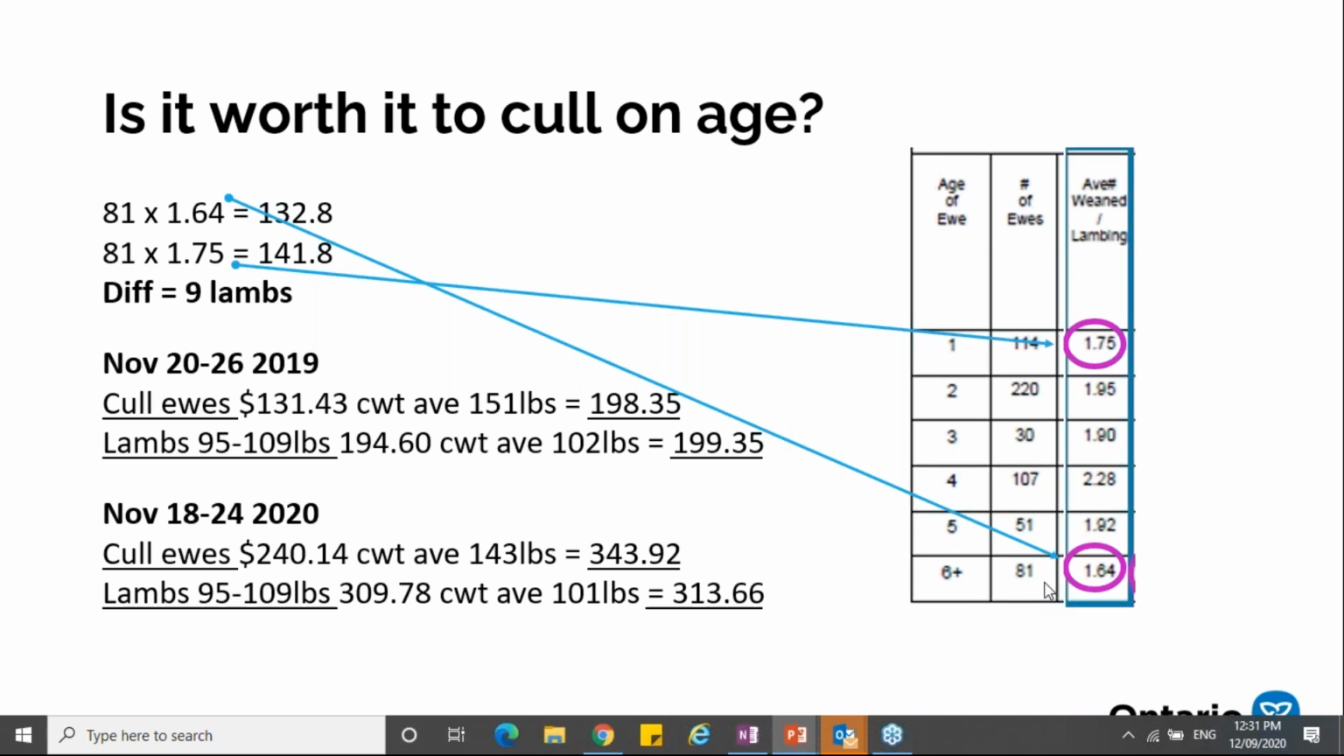Or maybe in that 6+ age group, there's actually a random 10 or 15 ewes that are doing terrible, right? They didn't raise any of their lambs, and the rest of the 81 were all doing reasonably well, same as the 5-year-olds or something like that, which is better than those 1-year-olds. So maybe culling 15 and keeping 15 more replacements might have done the same thing or maybe even more.